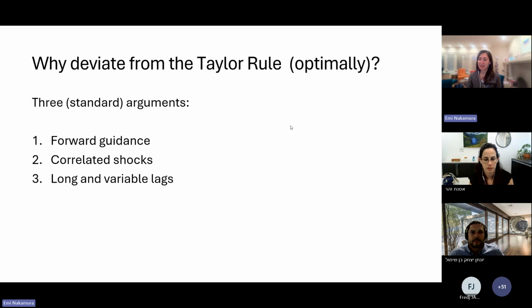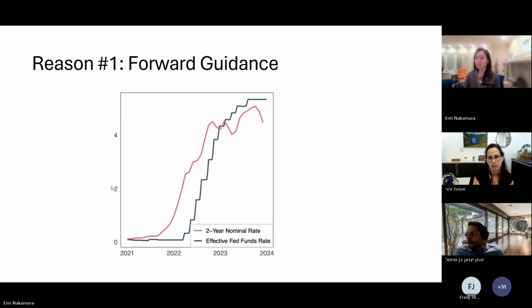So why is it that in these model simulated data, we actually see deviations from the Taylor rule? In our paper, we emphasize three standard arguments for why optimal policy with commitment can deviate from the Taylor rule. The first is forward guidance, that I've already made reference to. A second is correlated shocks. And a third is long and variable lags of the effective monetary policy. So first, let me talk about forward guidance.